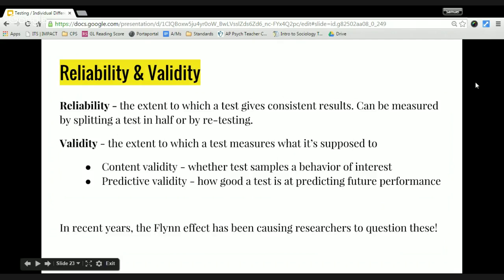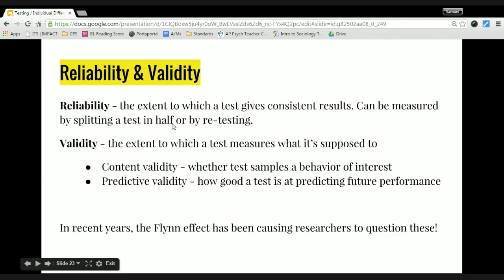A few other ways we can make sure that our tests are legit, besides if they adhere to the normal curve, to the bell curve, are things called reliability and validity. Reliability is the extent to which a test gives consistent results. So if I take the test today, and then I take the test a week from now, and then I take the test a year from now, are my results going to be the same? If so, it's reliable. There are 2 major ways you can measure reliability.